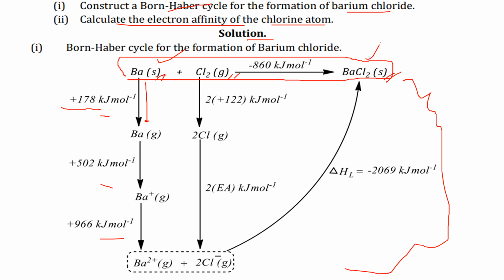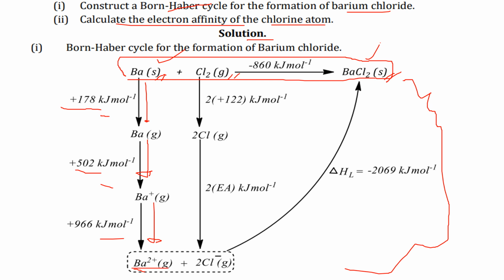Then we go to the ionization energies. The first ionization energy was given as positive 502 kilojoules per mole. And then the second ionization energy was given as positive 966 kilojoules per mole, to give us the barium ion, which is denoted by this symbol.